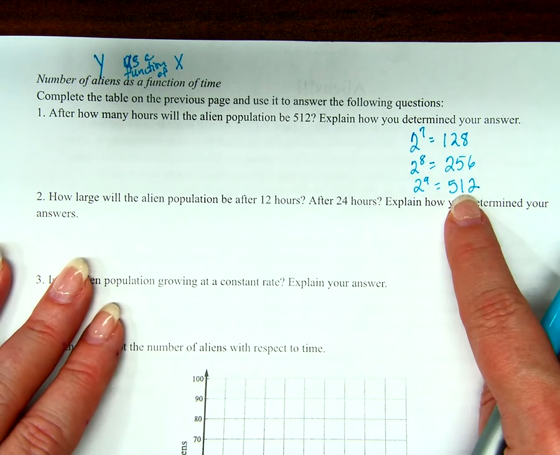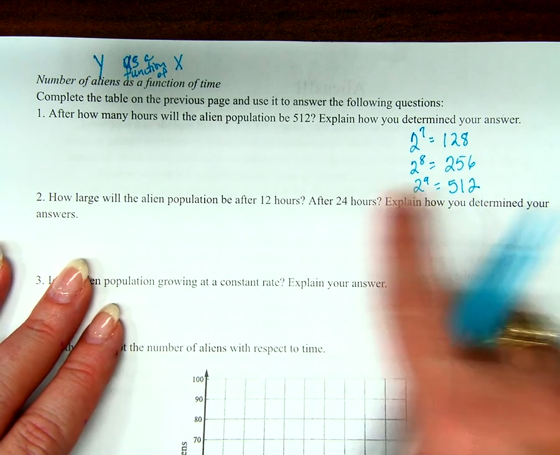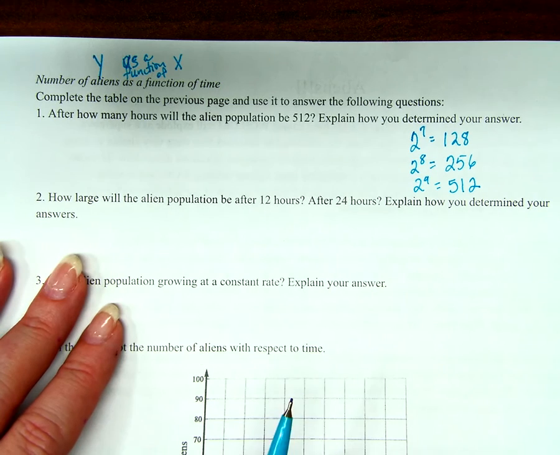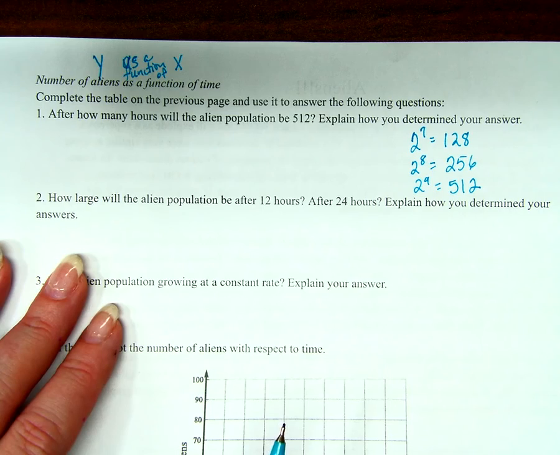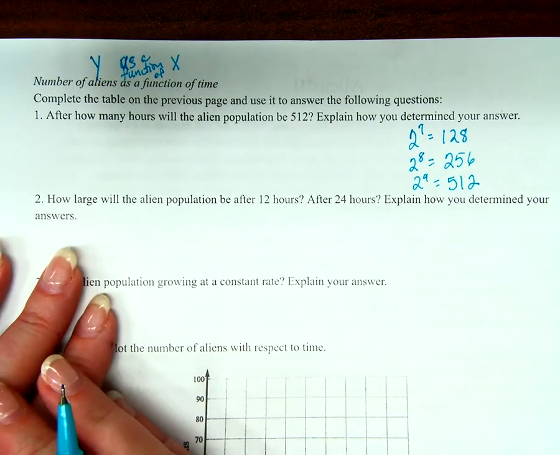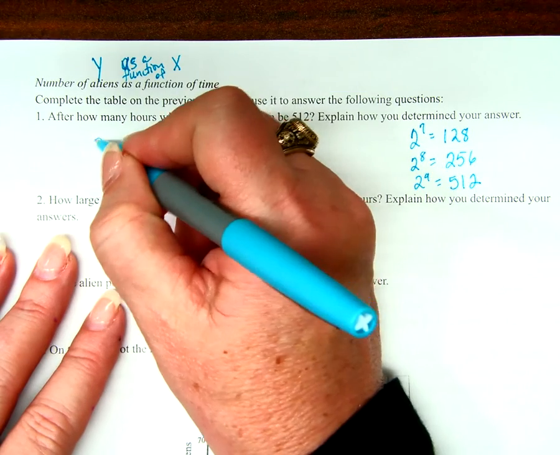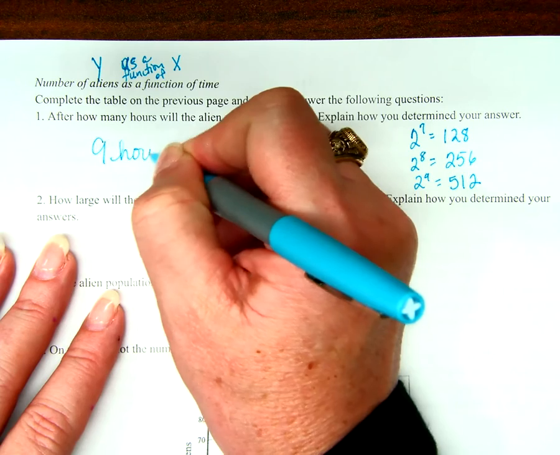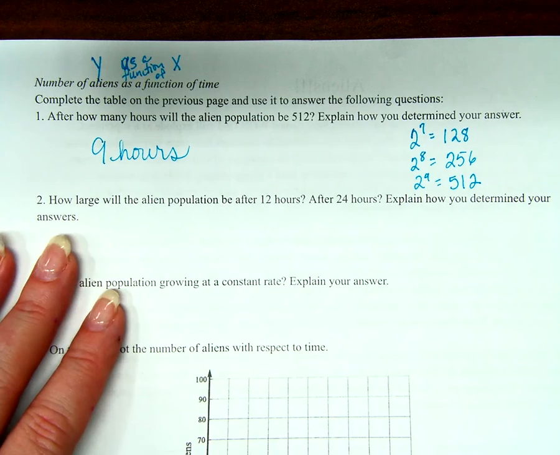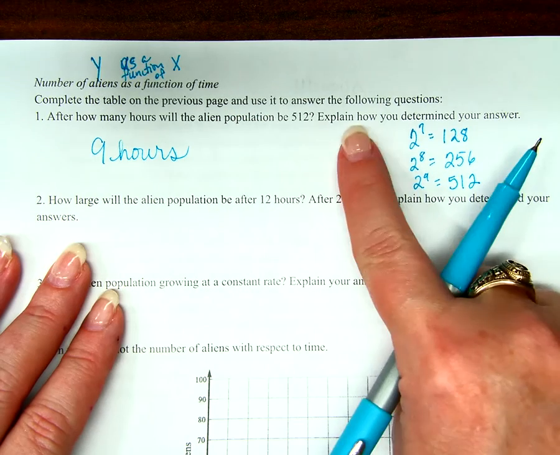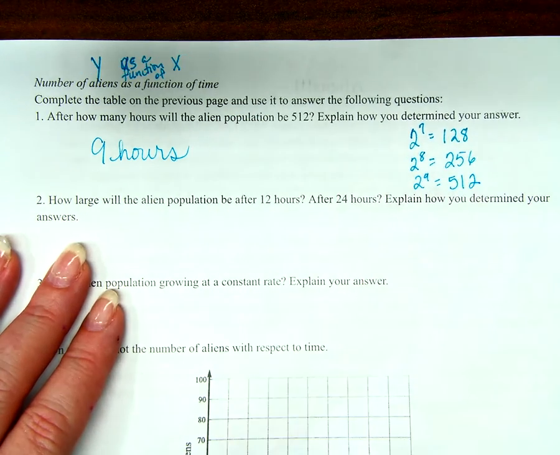Now, I don't want to use this way if it's asking after how many hours would the alien population be like in the millions, right? Because that would be way far down on the table. But this is a good start, right? So what's my answer? 9 hours. Okay? Now, then it says explain how you determined your answer.